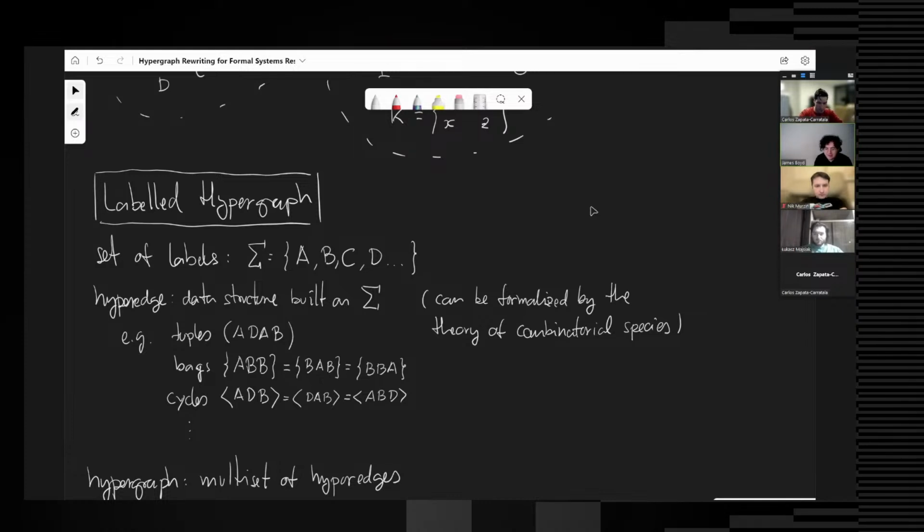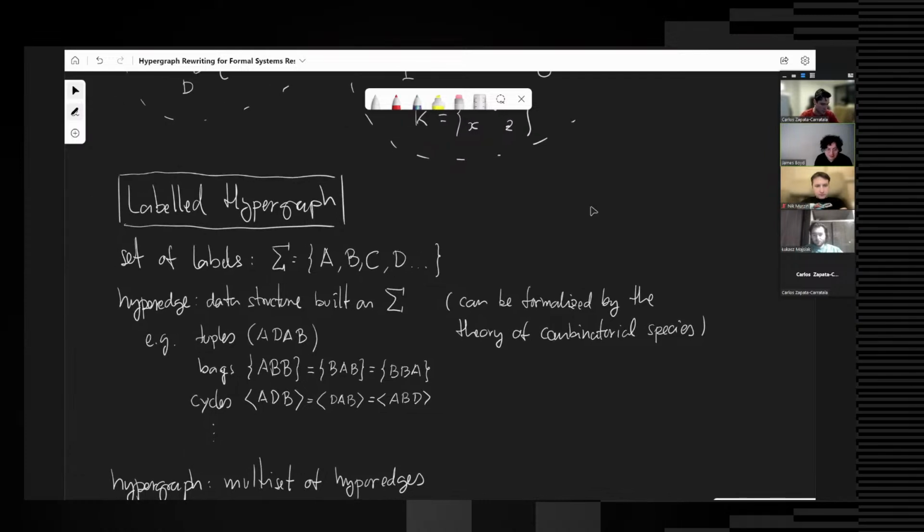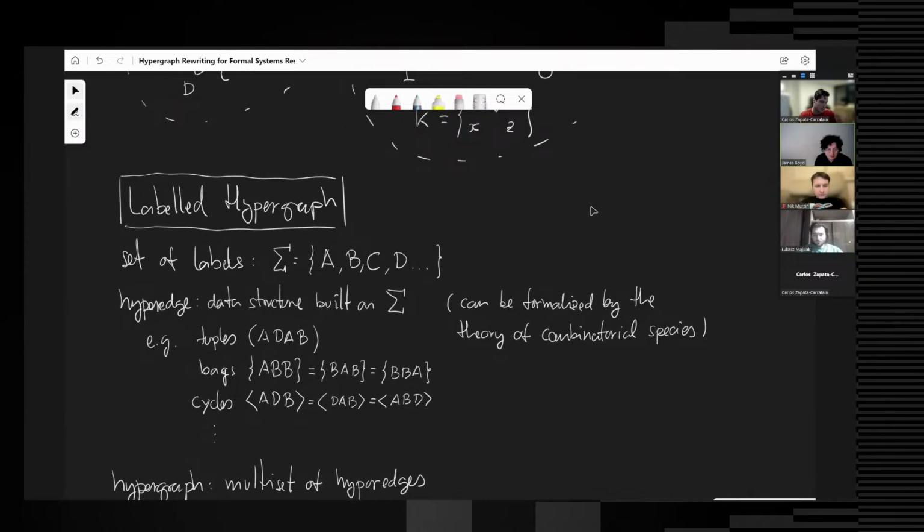More intuitively, you can imagine that you take some elements from sigma, your label set, and you build your little packages of information. A tuple is a sequence that has a first and a last. A bag is something that has no order whatsoever. A cycle is something that has cyclic order, etc. So a hypergraph is going to be a collection of such hyperedges. Technically, it's going to be a multiset of such hyperedges.